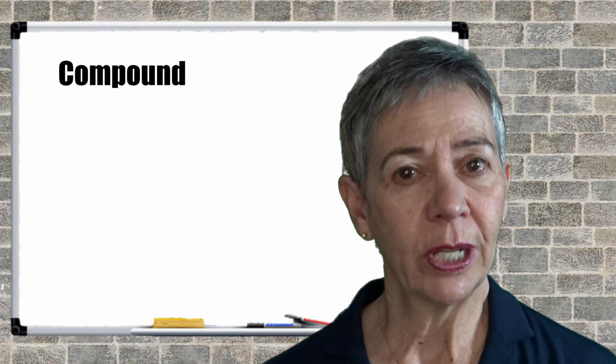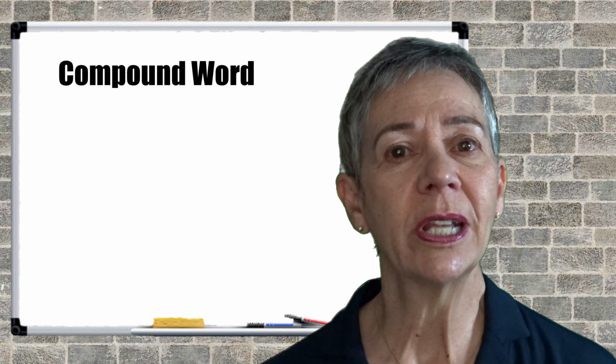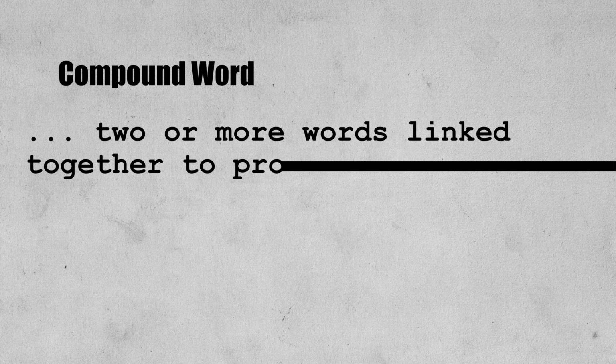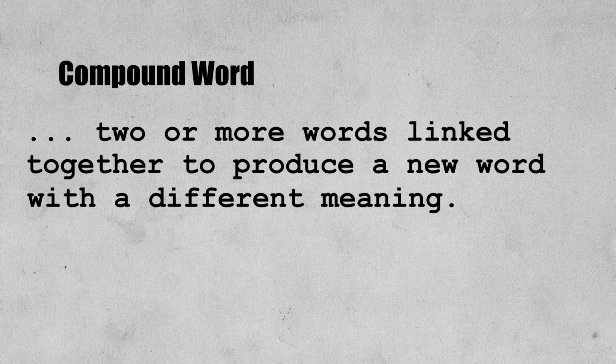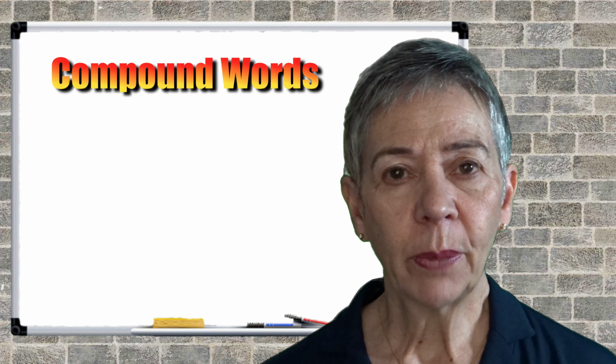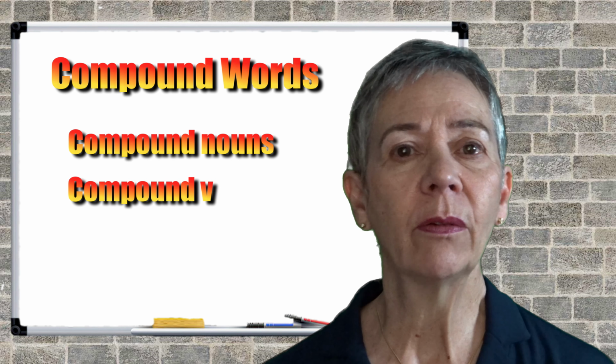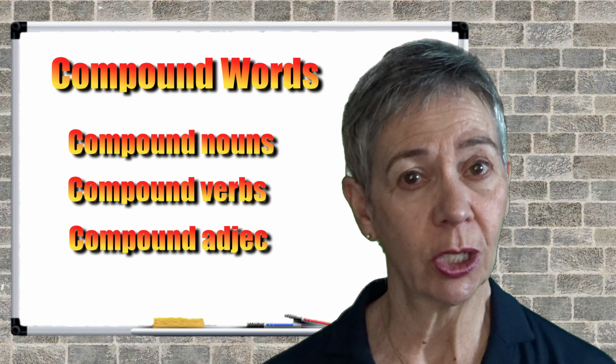Now let's look first at what a compound word is. And this is the Cambridge Dictionary definition: 2 or more words linked together to produce a word with a new meaning. Now they do come in different parts of speech, but generally speaking, we have compound nouns, we have compound verbs, and we have compound adjectives.